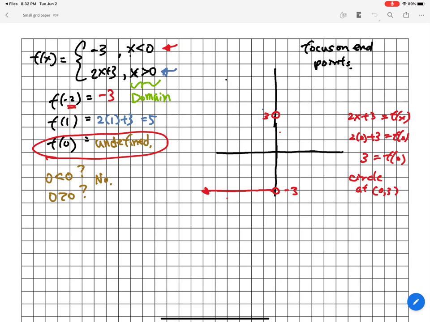So if you know how to graph, we start at 3 and the ratio is up 2, right 1. So up 2, right 1, up 2, right 1. So this is what our graph looks like.